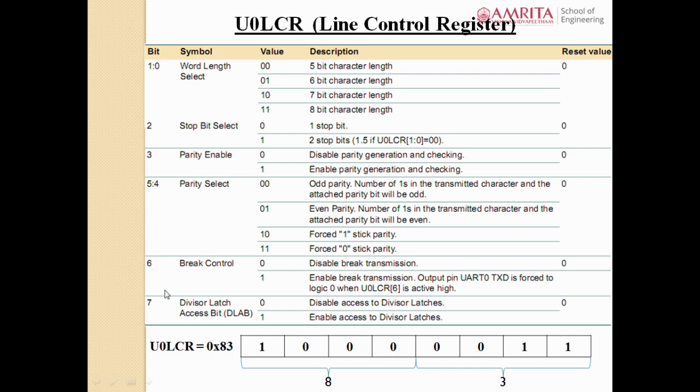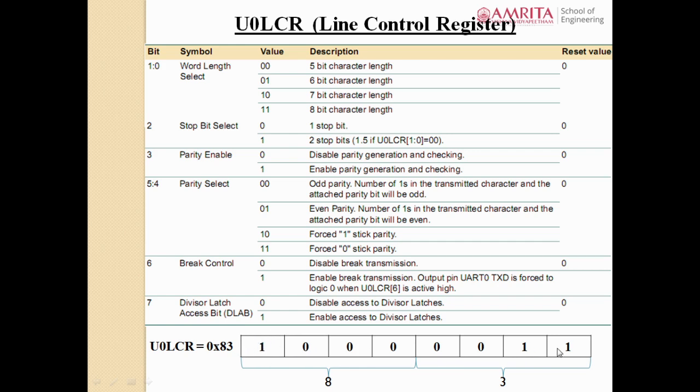Then break control also I am writing it as 0. Now I am not using a break control, right? What is meant by break control we will see in some other lecture. So in this case I am disabling the break control, making it as 0. And the last bit, that is 7th bit, you need to configure. Actually U0LCR is having 32 bits, but you are configuring only 8 bits. So bit number 0 to 7, the 7th bit is known as divisor latch access bit.